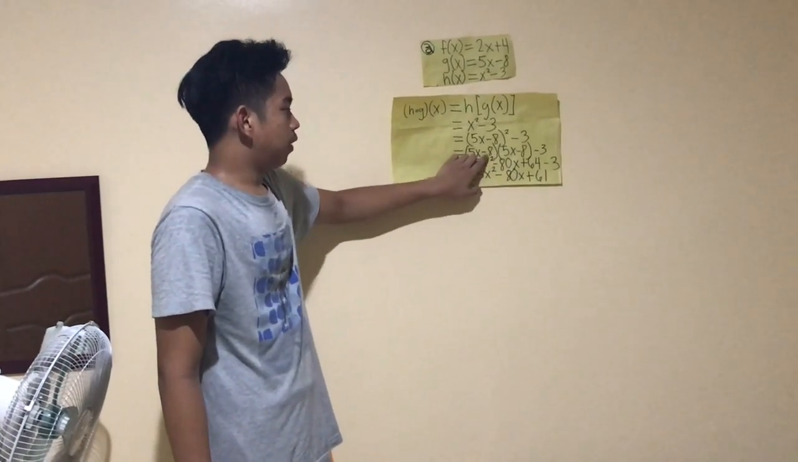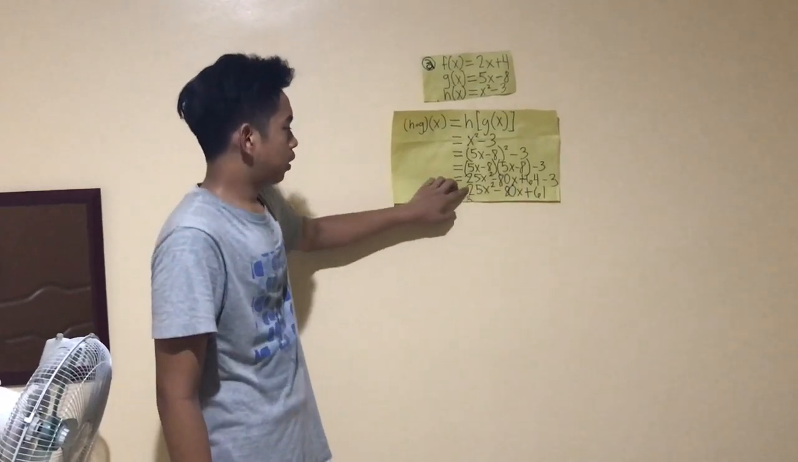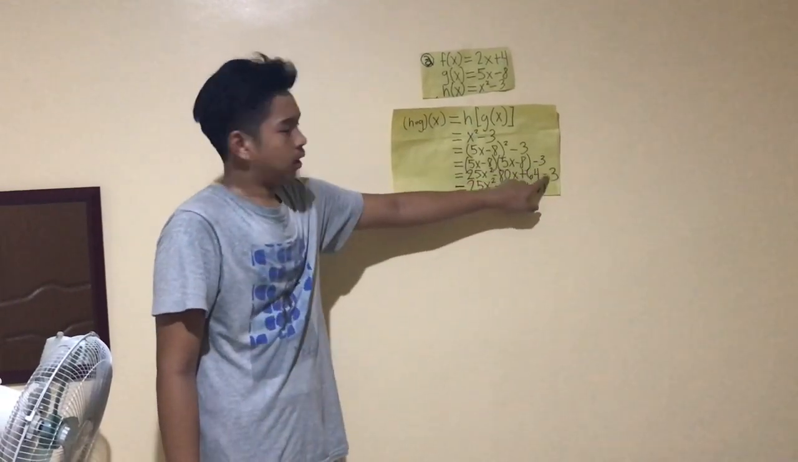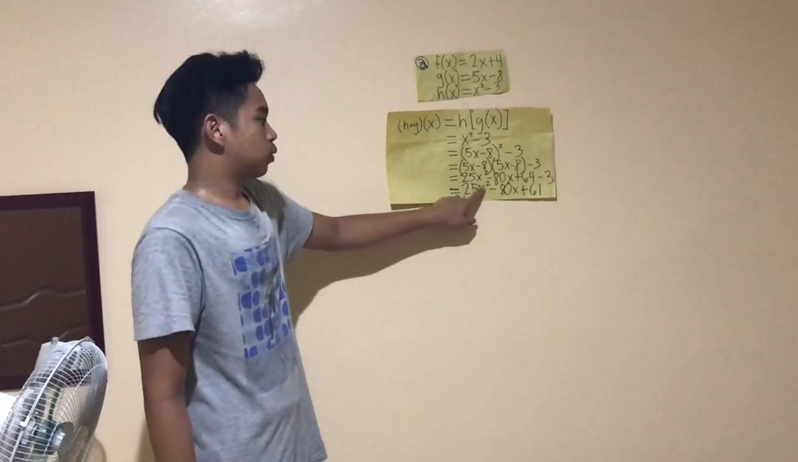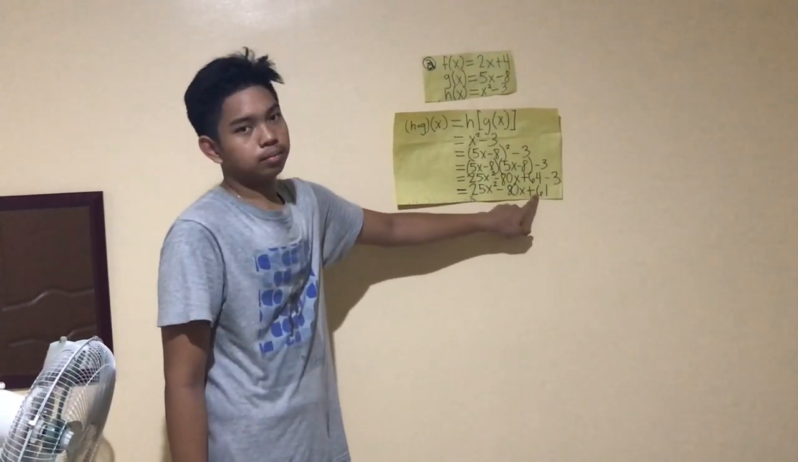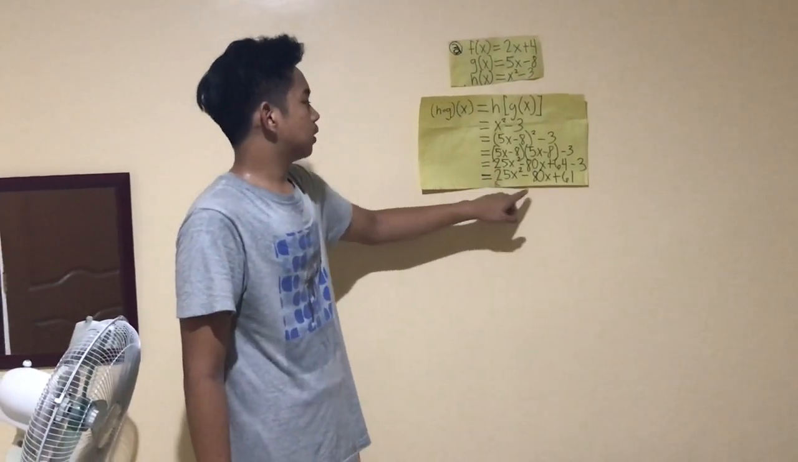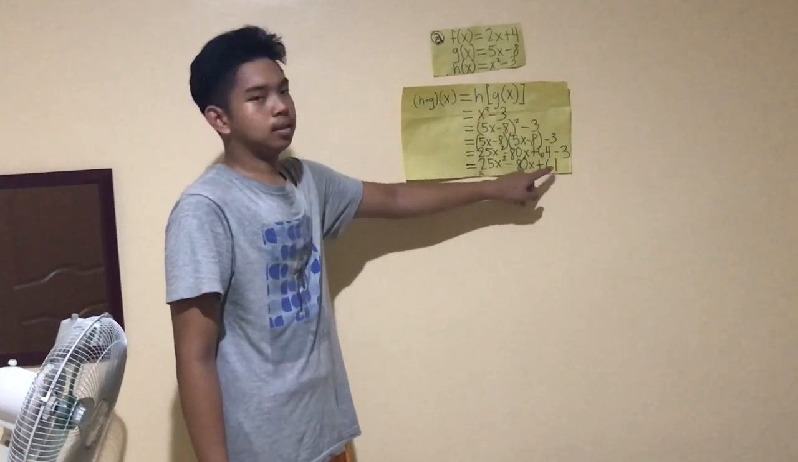And then here, negative 8 times negative 8 is positive 64. So, in here, bring down negative 3. So here, 25x squared minus 80x. And then here, 64 minus 3 is 61. So, the final answer is 25x squared minus 80x plus 61.